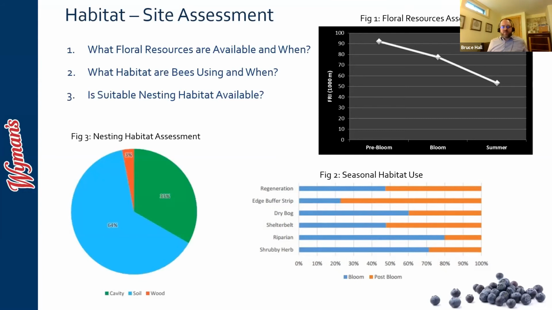Nesting, for us, we used a proxy. We used bee species life history. We have not gone out and searched for bee nests. We simply say, we know that this species of bee nests in soil habitat, and we know that that species prefers cavities. At this location, 2/3 of all bees are actually soil nesting bees.